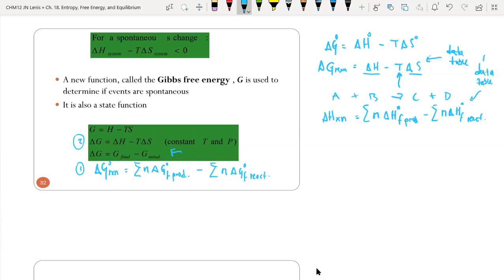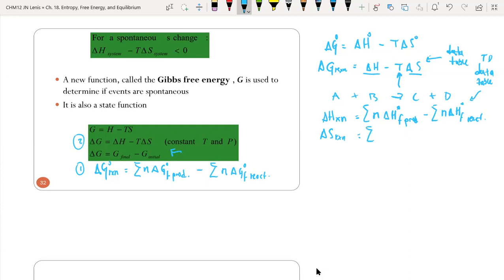What data table? The thermodynamic data table. And then the problem asks you to find delta S for that reaction. How do you find delta S for the reaction? Same thing. You go to the data table, take the entropies of every reactant and every product and apply them into a similar formula.